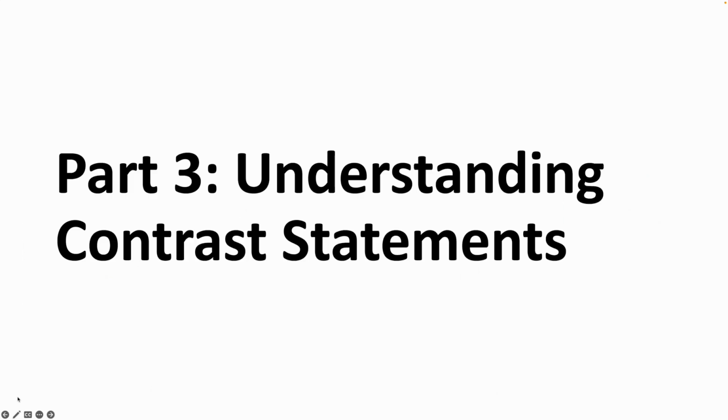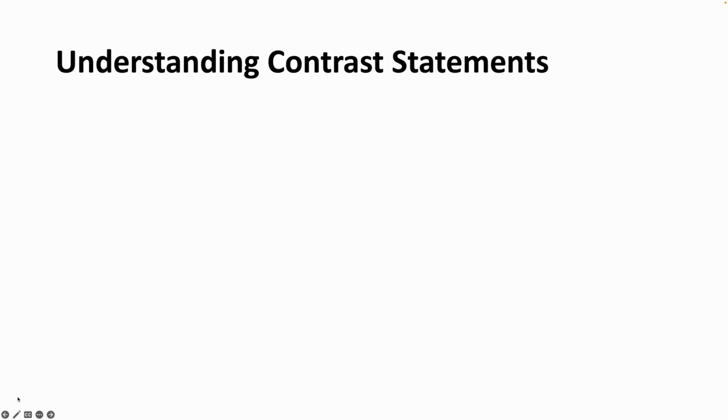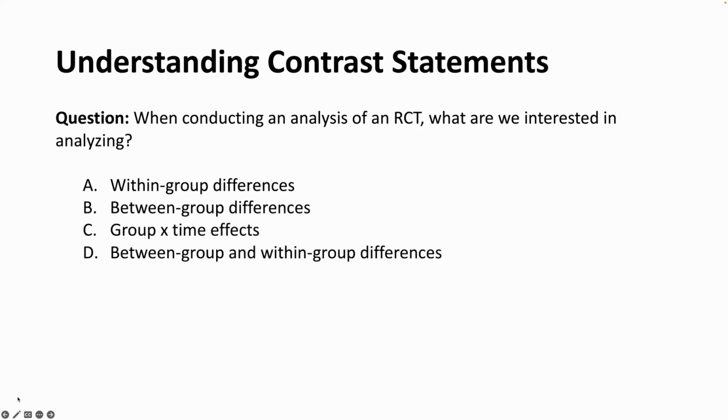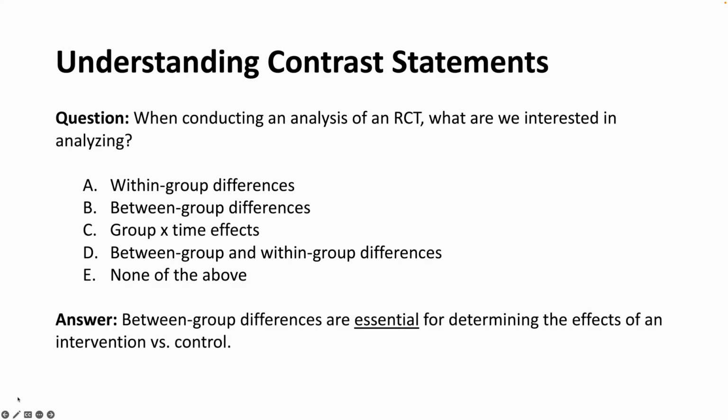Okay, so understanding contrast statements. Let's talk a little bit about this. First, when we conduct an RCT, what are we interested in analyzing? Are we interested in analyzing A, within group differences, B, between group differences, C, group by time effects, D, between group and within group differences, or E, none of the above? The answer is that primarily what we're interested in is between group differences.